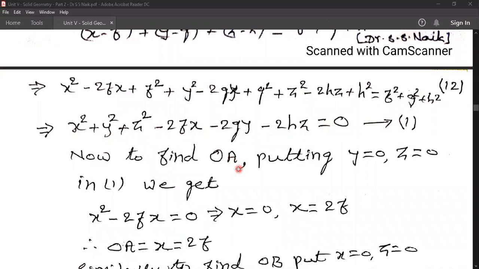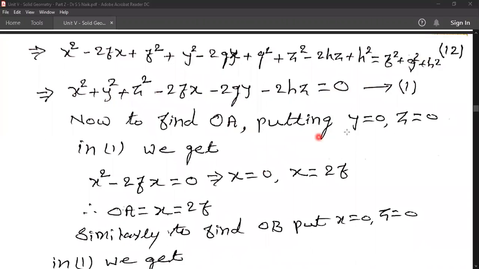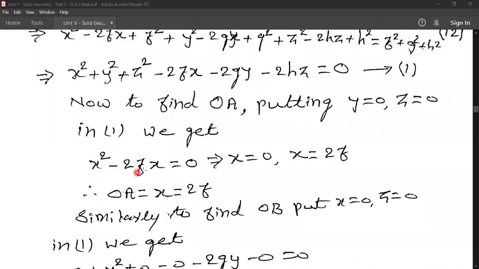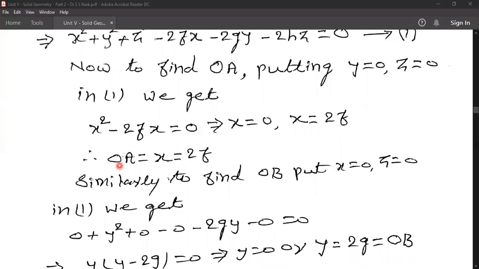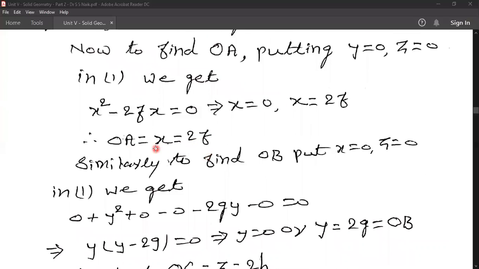Now to find OA, putting y is equal to 0, z is equal to 0 in equation number 1, we get x square minus 2fx is equal to 0, which implies x is equal to 0 or x is equal to 2f. Therefore, OA is equal to 2f. So this becomes the x-intercept.